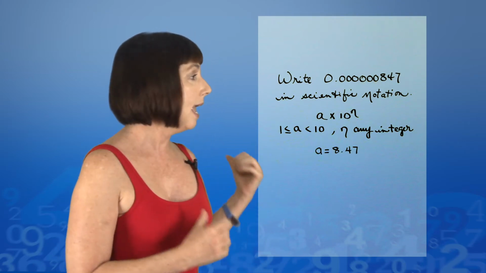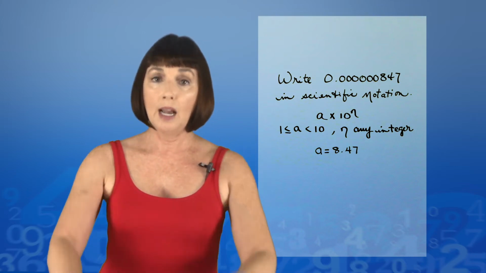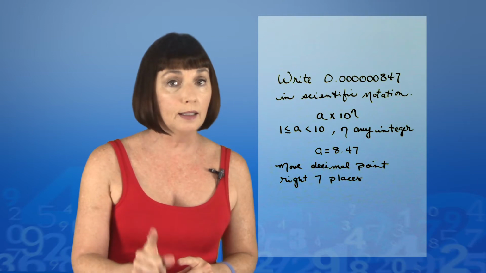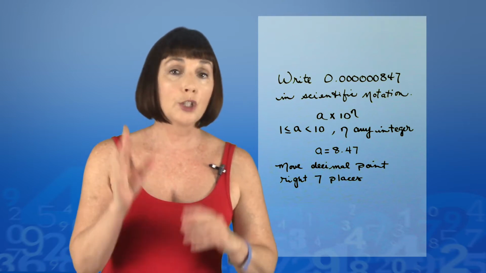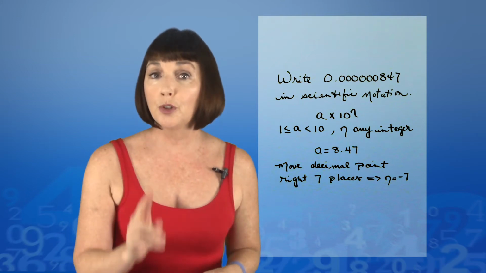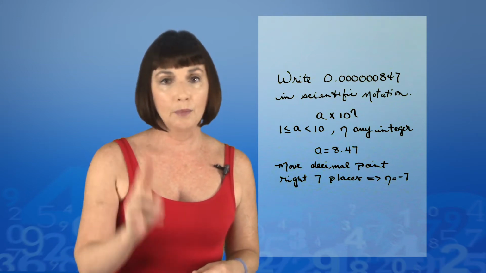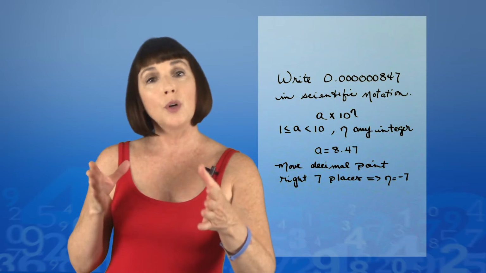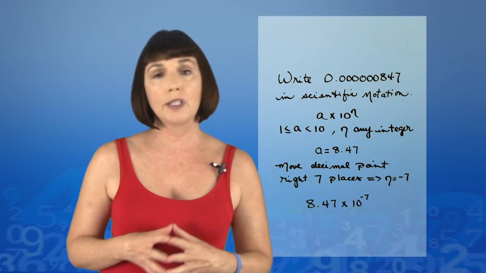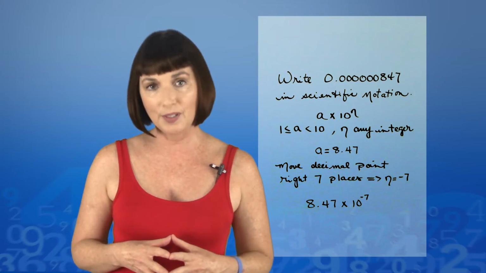So in this case, our value for a, which will be greater than or equal to 1 and less than 10, is 8.47. Now, to do that, I had to move my decimal point to the right 7 places. So n will be equal to -7. I moved it to the right, so it's negative, and I moved it 7 places. So this number, written in scientific notation, is 8.47 times 10 to the power of -7.